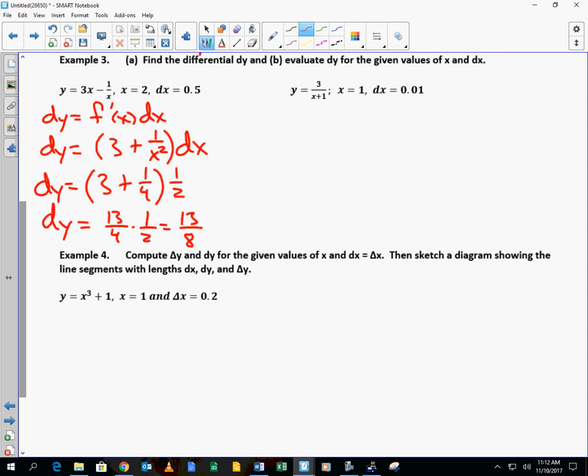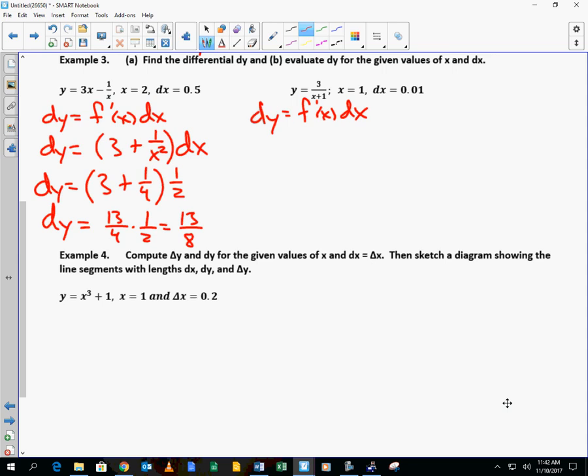Okay, we are almost there. All right, let's do it. We want to find dy. dy is equal to f prime of x dx. Look at 3 over x plus 1.